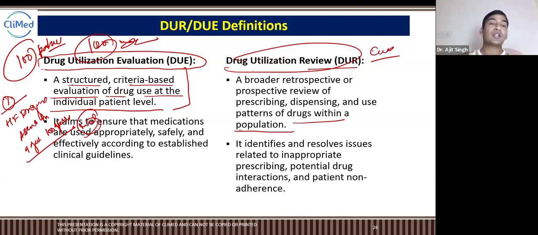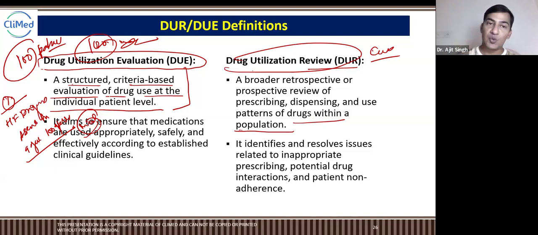If I have to find out how many drug related problems, how many DRPs were there, I have to check each and every record, then I'll come to a conclusion that this was the result of this group. So this is called drug utilization evaluation, when you are going through each and every prescription, each and every patient, each and every individual.